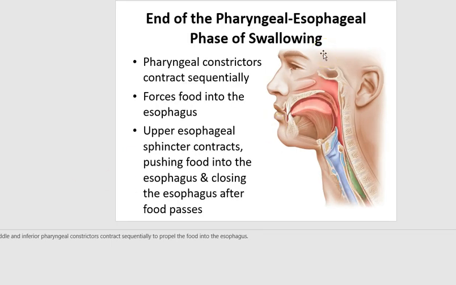At the very end of swallowing, all three pharyngeal constrictors have contracted sequentially. First the upper, then the middle, then the lower. So when the upper esophageal sphincter contracts, it pushes food into the esophagus, and it closes completely after the food bolus has passed that region.